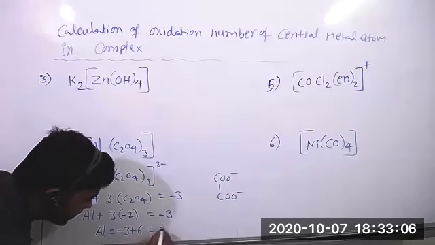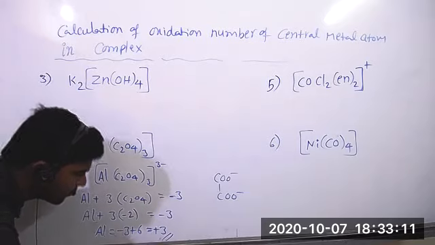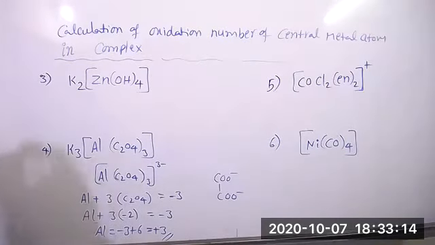-2 times 3 is -6, plus 6 gives +3. I think maybe in your notes you've written wrong. Oxalate is -2. So en, that means ethane-1,2-diamine, that is a neutral ligand. Yes, sir. I got confused, sir.